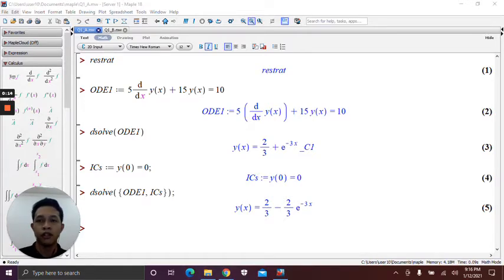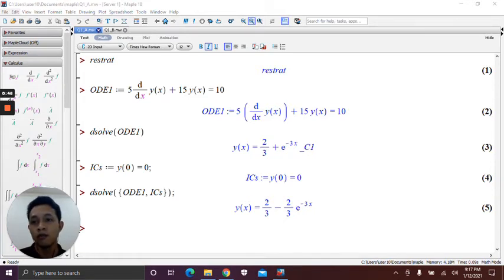Okay, for question 1A, first we solve it as a linear equation. First we must declare the ODE. I type ODE1 for the first order: ODE1 := 5 d/dx y(x) + 15 y(x) = 10. After that, we click enter and it will declare the ODE.